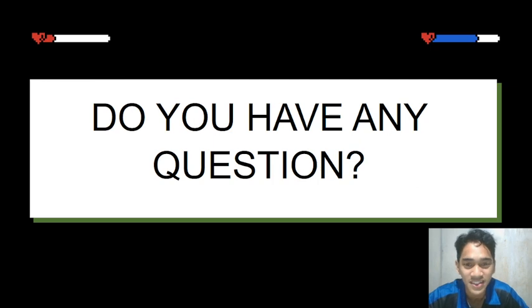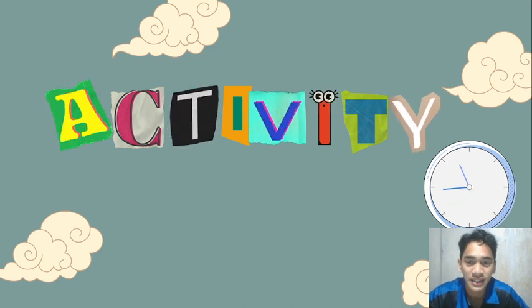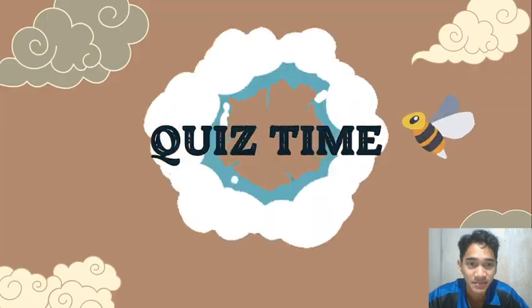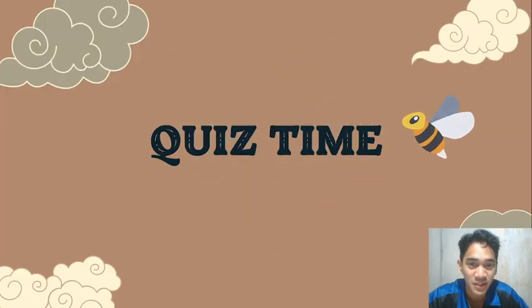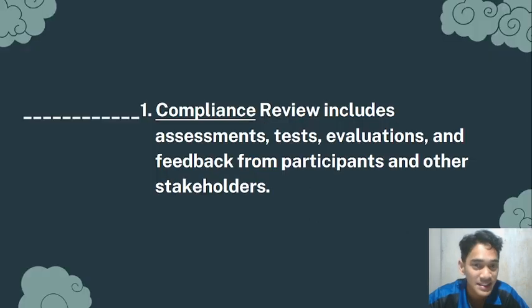Now, do you have any questions? Just put in your paper and submit it. We're supposed to have an activity, but since we're online, we'll get it passed. And let's have a recitation quiz. True or false? Compliance review includes assessment, test, evaluation, and feedback. It is false. It should be summative review.